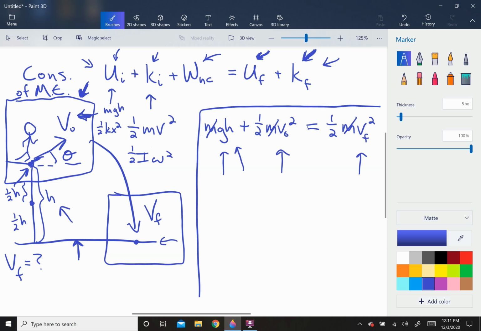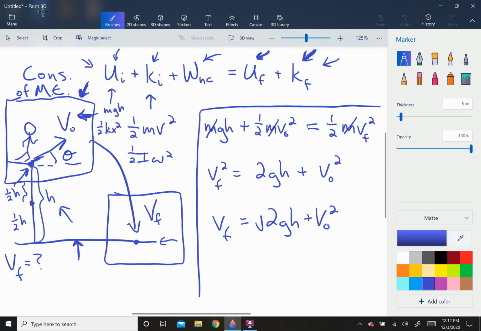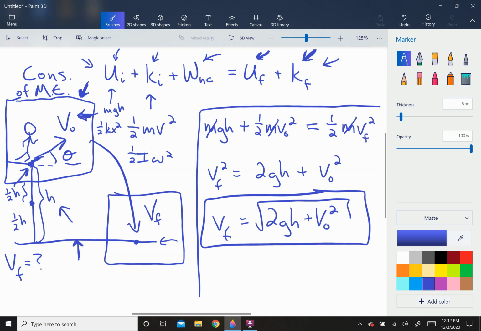So I have one equation. I have one thing that I don't know. It's the thing that I'm trying to find. So all I actually have to do now is algebra. And like we just said, the m's all cancel. I can multiply both sides by 2 to get rid of the half on this side, and I have v_f squared equals 2gh plus, and then 2 times the half is just 1, so plus v naught squared. And so then v_f equals the square root of 2gh plus v naught squared. And that was how I solved that problem with conservation of mechanical energy.